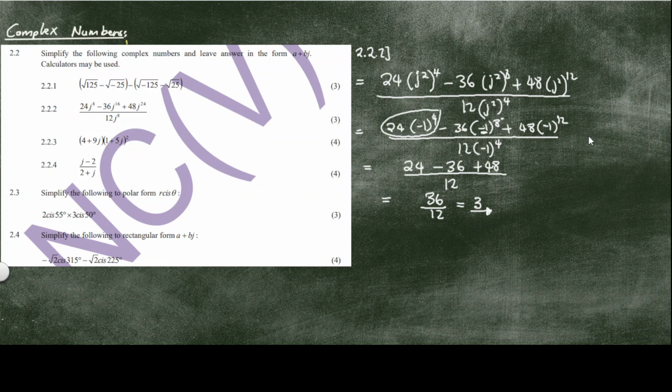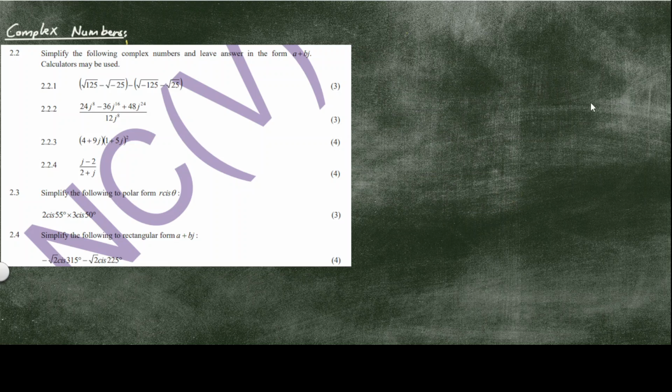Any questions so far? So you said you must never leave the 3 alone like this, and you must write 3 plus 0i. Yes, you are correct. So it's 3 plus 0i. Okay, we have that. I think we can proceed to the next one.